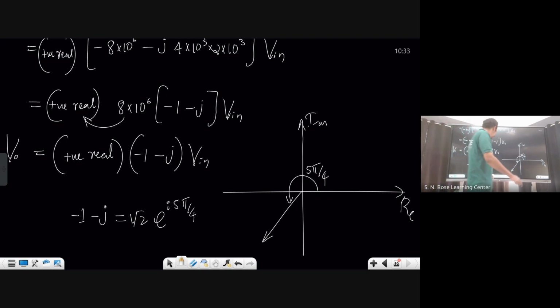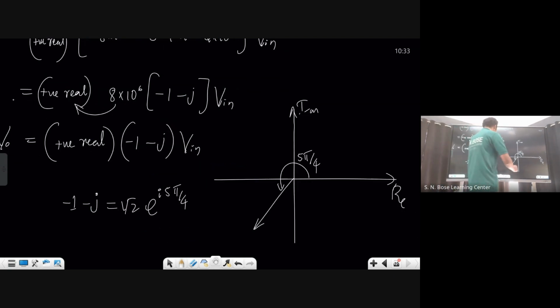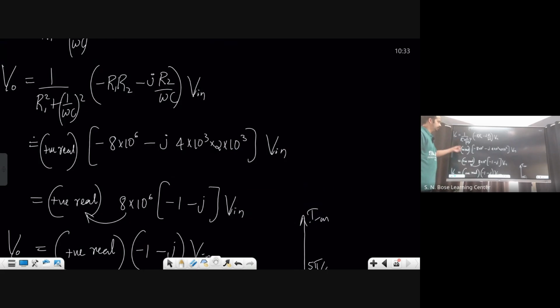Or minus 3 pi by 4 also works. Fine. This complex vector has the same projection along real and imaginary. Can you see? Minus 1, minus 1. The real part is also minus 1, the imaginary part is also minus 1. Like that I quickly judge without doing trigonometry. Okay, fine.